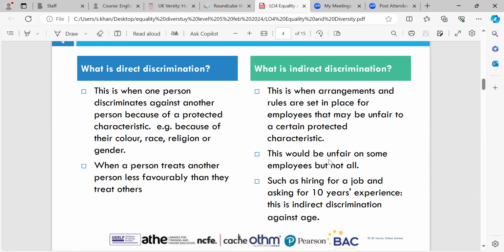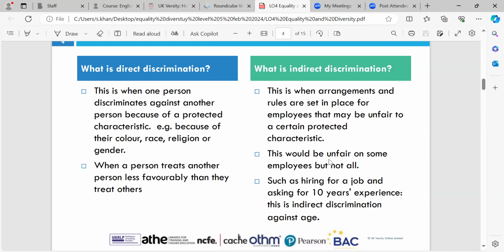So what is direct discrimination? This is when one person discriminates against another because of the protected characteristics, and that's what we said: race, religion, age, gender, where a person treats one less favorably than another.